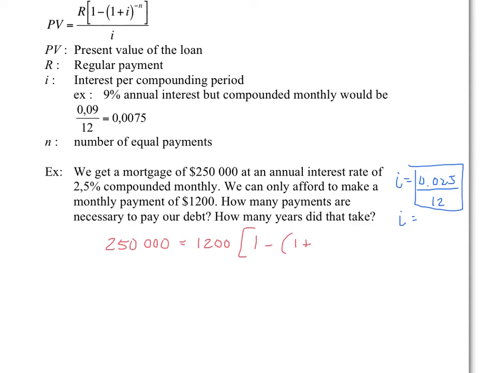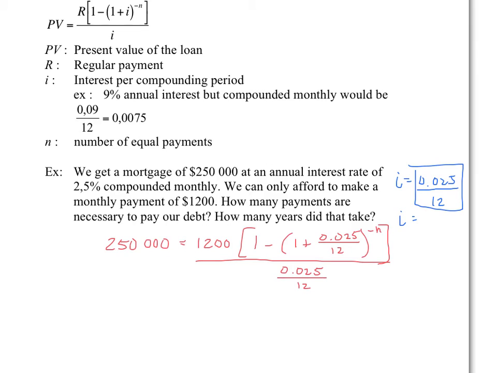Okay, so we're going to have 0.025 divided by 12, all that to the power of negative n. n is the amount of payments, and that's what I'm looking for. And all that is divided by our i value, which is 0.025 divided by 12.